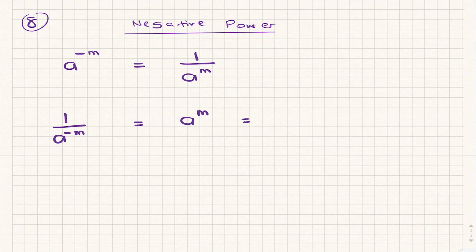Because 1 over a to the power of minus m, because that's what a to the power of minus m is, 1 over a to the power of m, and that will give you a to the power of m.